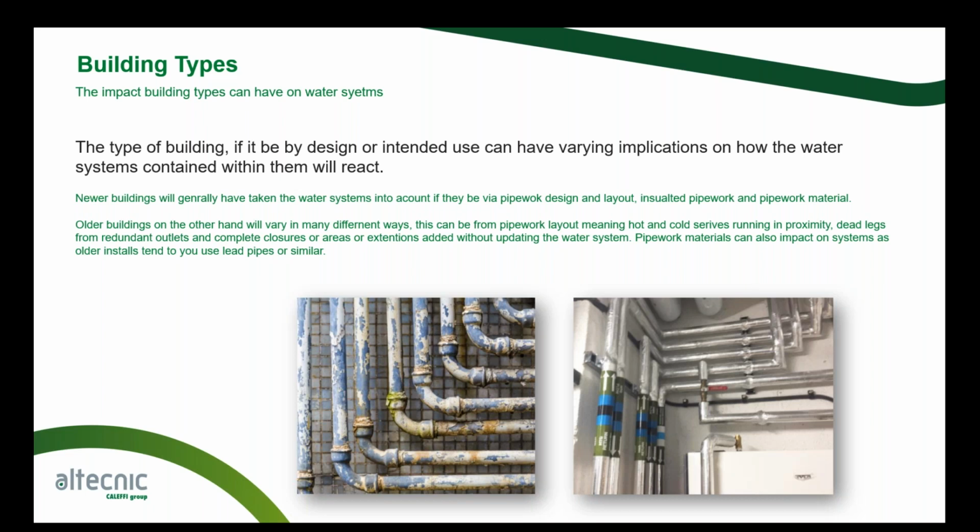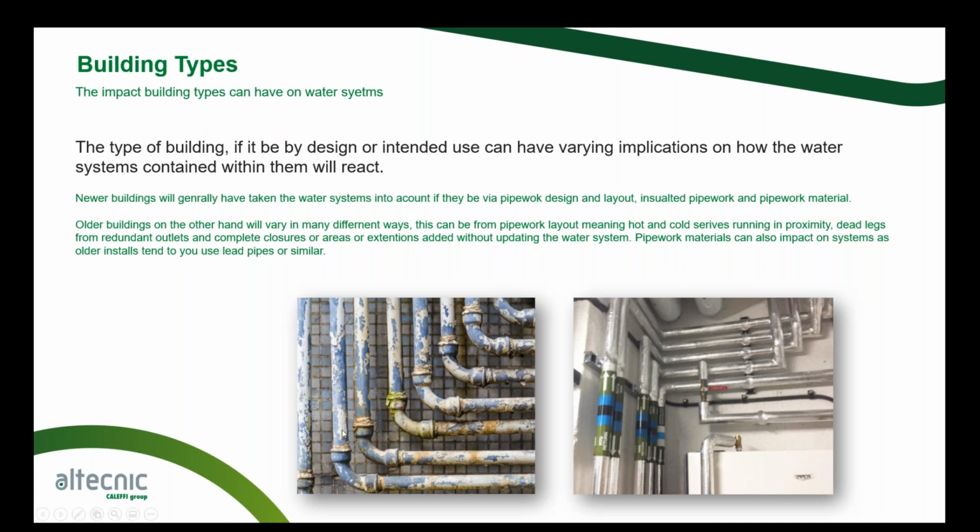Now, older buildings, on the other hand, will vary in many different ways, and this can be from pipework layout, meaning hot and cold services running in close proximity, dead legs from redundant outlets, and complete closures of areas or extensions added without updating the water system. Pipework materials could also impact on the systems, as older installs tend to use lead pipes or similar. So there is a lot of difference in historical installations, shall we say, as opposed to the more modern ways. But take a look at the two pictures here.